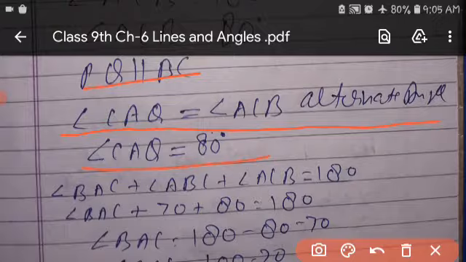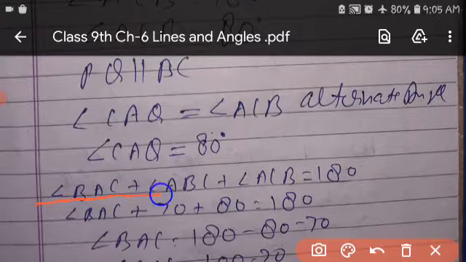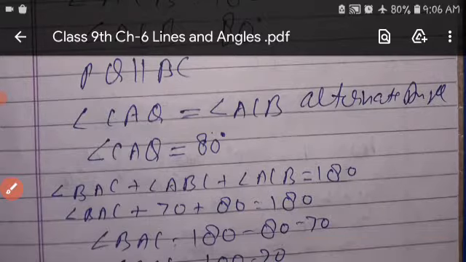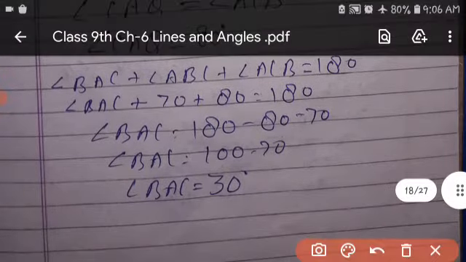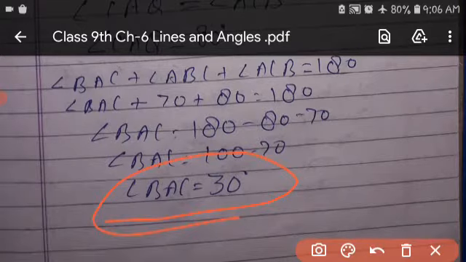Now the sum of all angles in a triangle is 180 degrees. Angle BAC plus angle ABC plus angle ACB is equal to 180 degrees. BAC plus 70 plus 80 is equal to 180 degrees. Angle BAC is equal to 180 minus 80 minus 70. 100 minus 70 is equal to 30 degrees. The value of angle BAC is equal to 30 degrees. That is the answer.